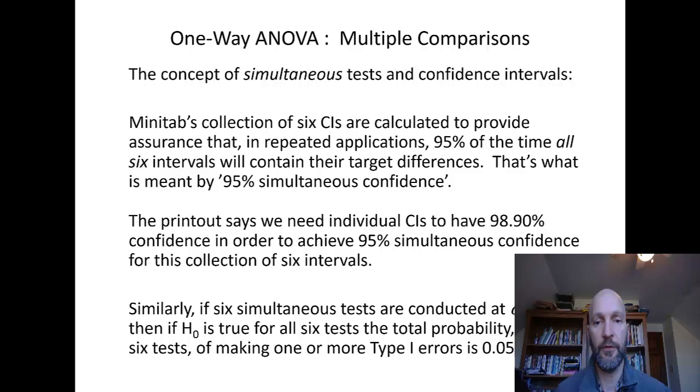So in essence, what we're really doing is finding 98.9% confidence intervals for each of the pairs, or each of the differences in the pairs. And when we combine those all together, we have a 95% simultaneous confidence level. This is equivalent to doing hypothesis testing at the 5% level, except that when we're looking at the pairwise confidence levels, we have a smaller probability of making a type 1 error for each individual test. And again, there are 6 of those tests in this case.